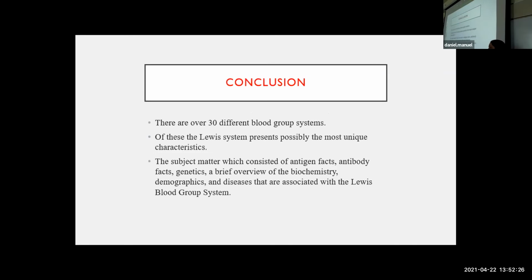Of the over 30 different blood group systems, this presentation has focused on the Lewis blood group system. The subject matter of this presentation consisted of antigen facts, antibody facts, genetics, a brief overview of the biochemistry, the demographics, and the diseases that are associated with the Lewis blood group system. I hope from this presentation you have learned a little bit more about the Lewis blood group system.